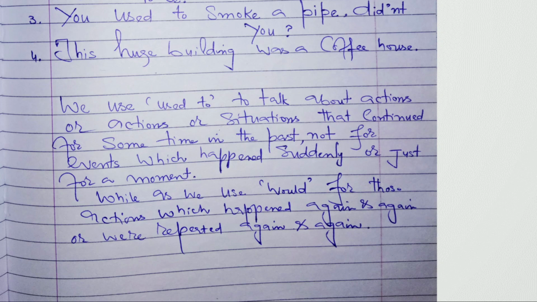First one, used to is used for those actions which continue for some time in the past. Would is used for those actions which are repeated again and again. We can also use used to for those actions, but we cannot use would for those actions which continue for some time in the past. Hope this clip, this video will clear your confusion regarding the usage of would and used to.